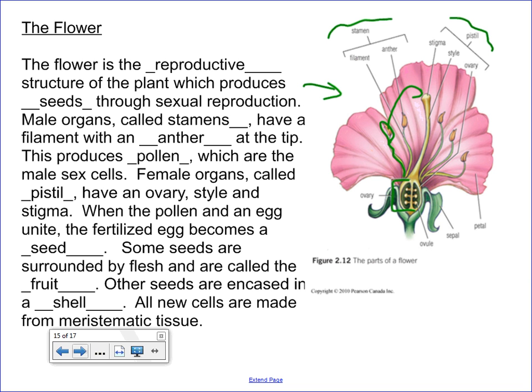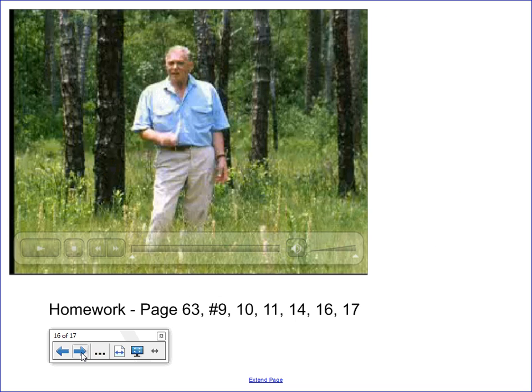So when you stop and smell the flowers, when you stick your nose into a flower, you're basically sticking your nose into the reproductive parts of a plant. And so, one last video.